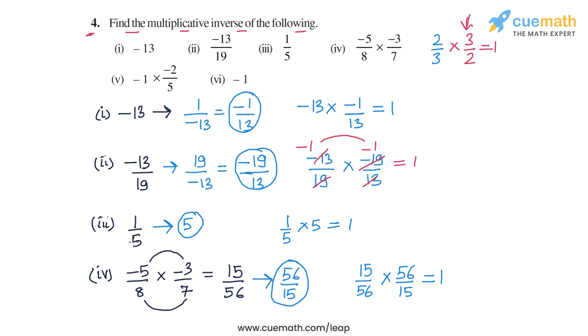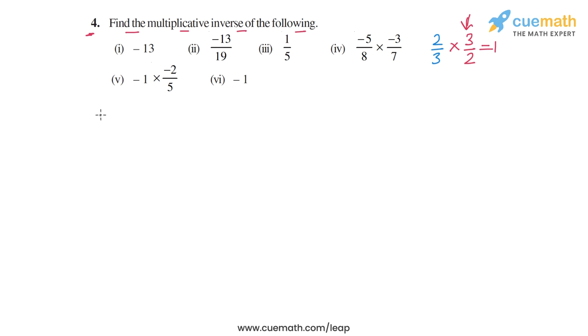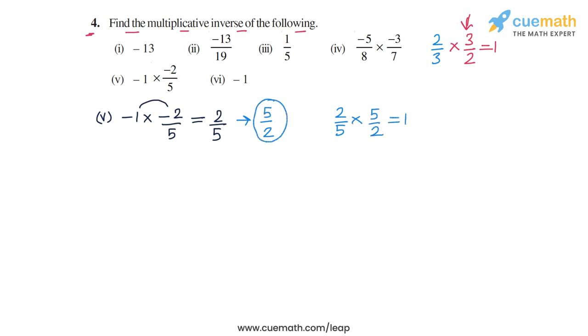Now let's go to part 5. In part 5, the number we are given is again a product, minus 1 into minus 2 by 5. So first we can calculate this product. Minus 1 into minus 2 is 2. So this is equal to 2 by 5. Now the multiplicative inverse of 2 by 5, or the reciprocal, will be 5 by 2, because 2 by 5 into 5 by 2 is equal to 1. So the multiplicative inverse in part 5 is 5 by 2.